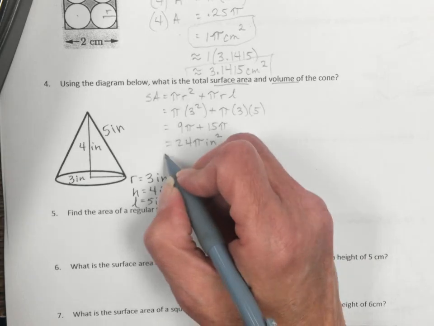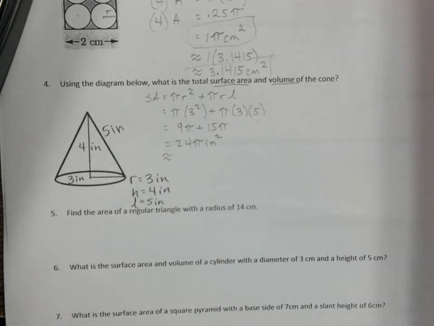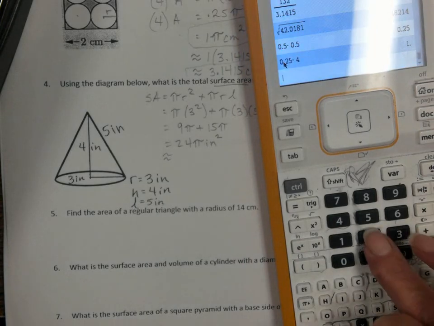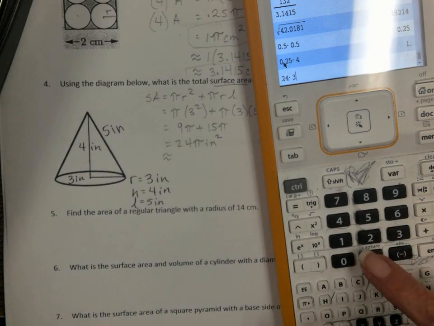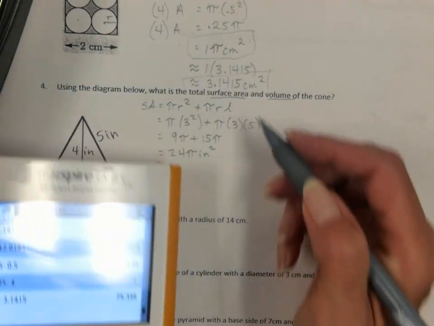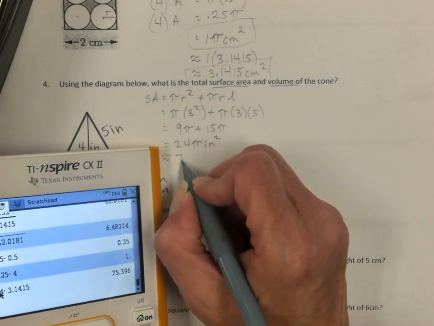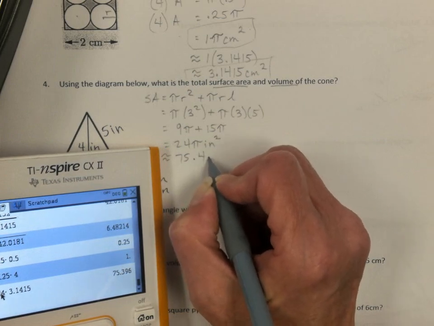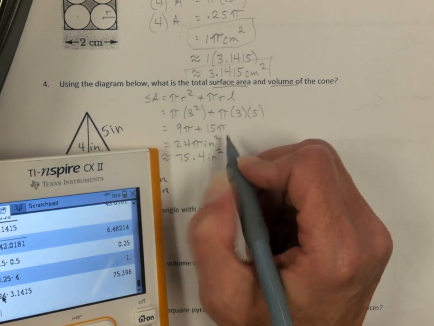Now I can also do it by multiplying out pi. I go to my handy dandy calculator, and 24 times 3.1415 gives me 75.4 inches squared.